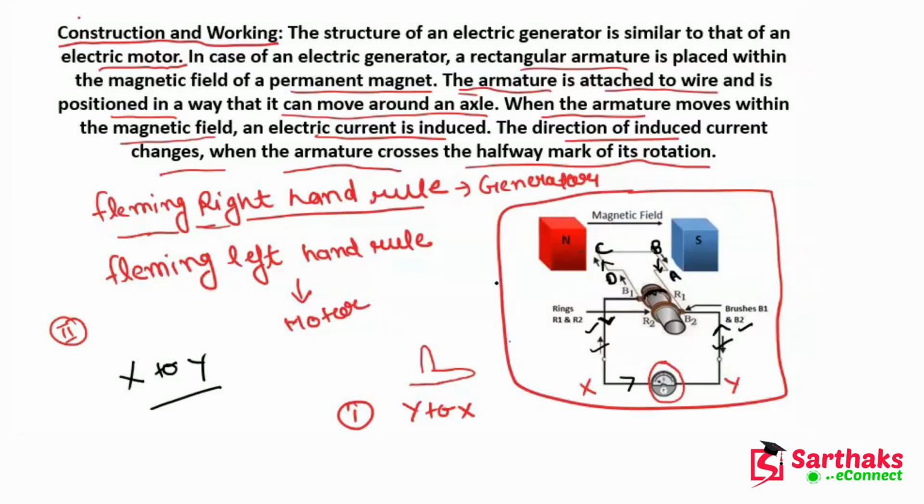So that's why we will call it an electrical AC generator, because the current we are getting is alternating. The directions are changing here. So I hope guys you understand the concept of this electric generator. Now let's move on to the next slide.